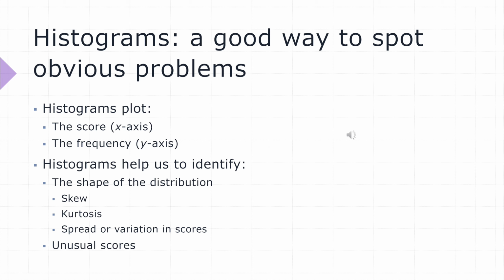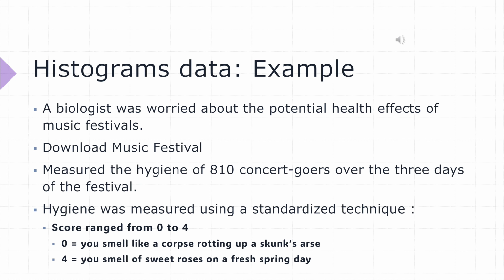Next is the histogram. A histogram reveals shape, skewness, kurtosis, spread, and unusual scores. It is a fast health check for a variable. We use the dataset named Download Festival DLF. Biologists were worried about possible health effects of a music festival. Hygiene was measured across 3 days for 810 audience members. The measure used a standardized method. The score ranges from 0 to 4. 0 means you smell like a corpse rotting up a skunk's arse. 4 means you smell of sweet roses on a fresh spring day.